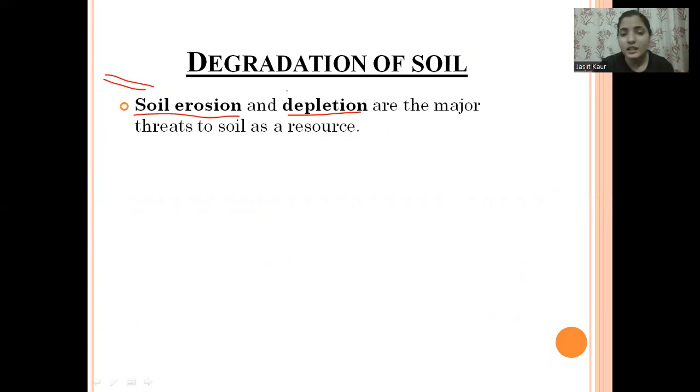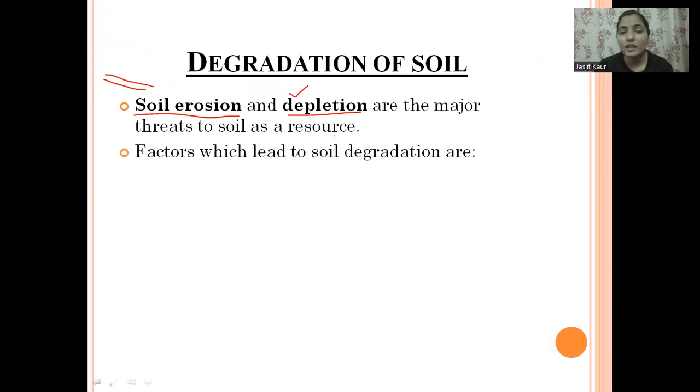And the second is depletion. When the quality of the soil starts declining day by day, this is called depletion. So soil erosion and depletion are the major threat to the soil as a resource. Now we will discuss what factors lead to soil degradation. The first one is deforestation.